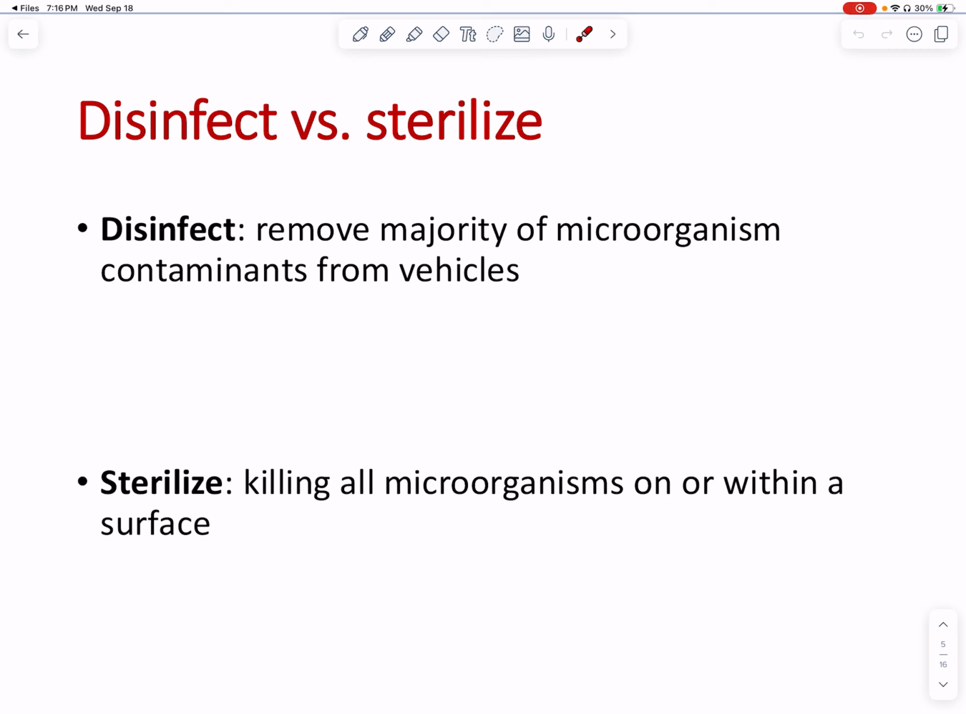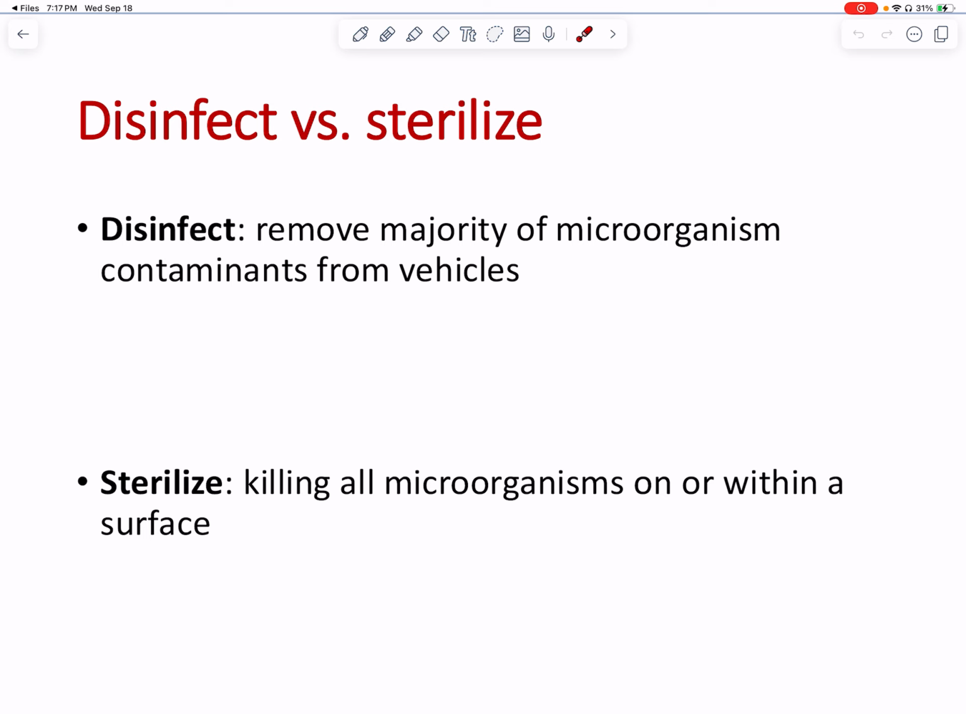And so now let's also differentiate the difference between disinfection and sterilization. We talked about antisepsis versus disinfecting in terms of the surface, but when we're talking about disinfection versus sterilization, we're not talking about the surface so much as how clean the surface will be once we are done. For example, in lab, anytime we spray down our surfaces with that Lysol spray, we are disinfecting that surface. So that's removing the majority of microorganism contaminants on that surface.